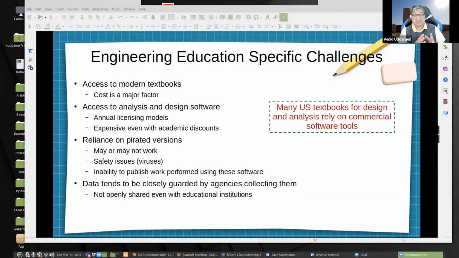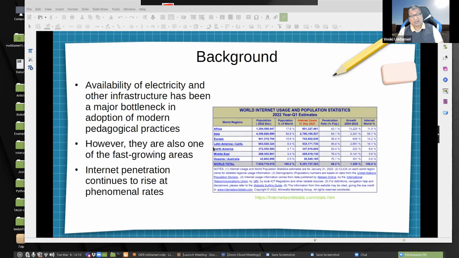And there were safety issues associated with using them because there were viruses built into them and whatnot that were problematic. And most importantly, for graduate students, when they use this type of software, they simply couldn't publish because they didn't have a valid license to go with it. So that was a big issue for them, stopping them from using some of the modern tools, especially the tools that are traditionally used in engineering practice in the US or in the West. And also the data collected by agencies in these areas tend to be protected much more than made open, even for educational institutions. So that is another concern that came up when I was working in Ethiopia in particular.